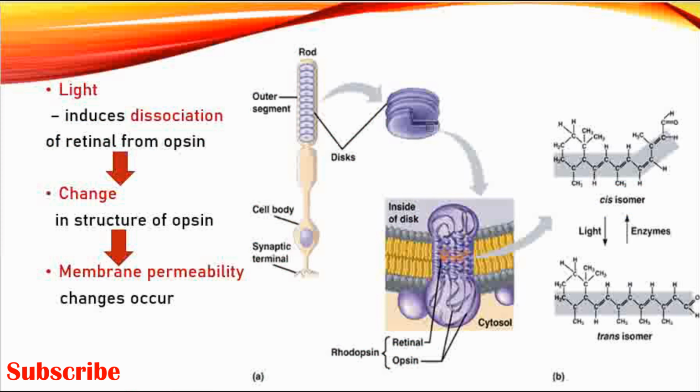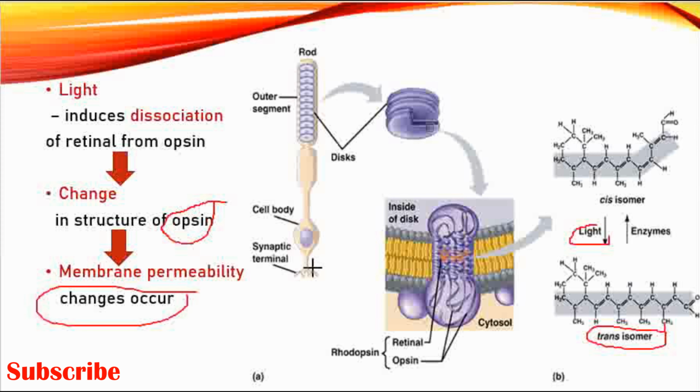You can see the change in structure of the cis isomer. When light falls, it changes to a trans isomer, a structural change occurs. So there is a change in structure of opsin. As you can see in the picture, the opsin structure gets changed and membrane permeability changes occur. A change happens in the membrane and in the permeability, creating a signal and movement in the neuron cell.